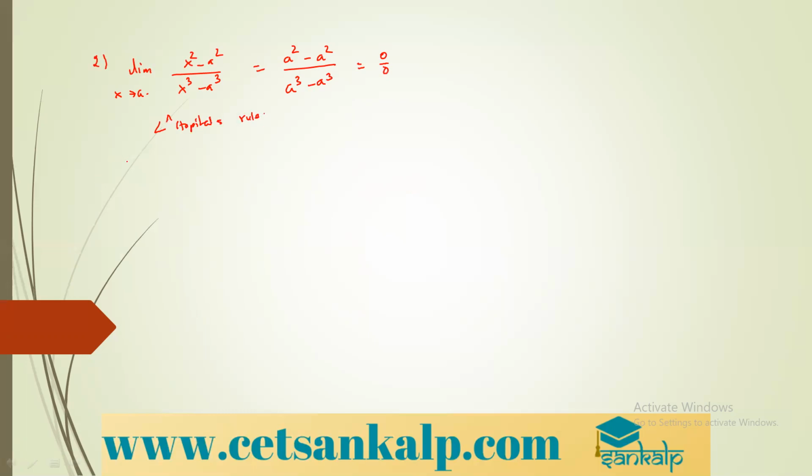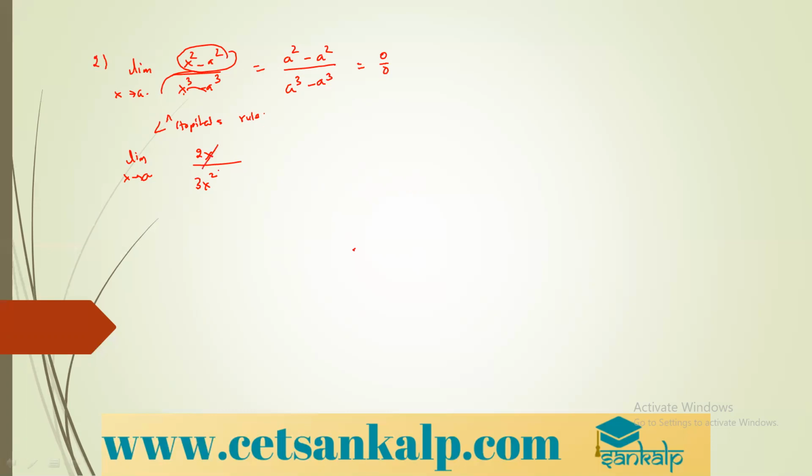As per this rule, I will write limit as x approaches a. I will take the derivative of the numerator. Derivative of the numerator is 2x, because a squared's derivative will be nothing. A squared's derivative is 0. A squared is a constant. Denominator x cubed's derivative is 3x squared, and a cubed is a constant, so its derivative will be 0.